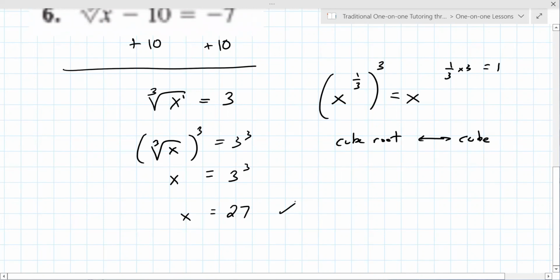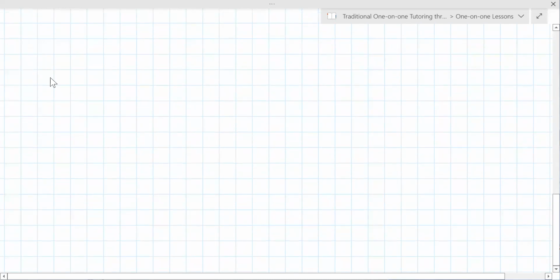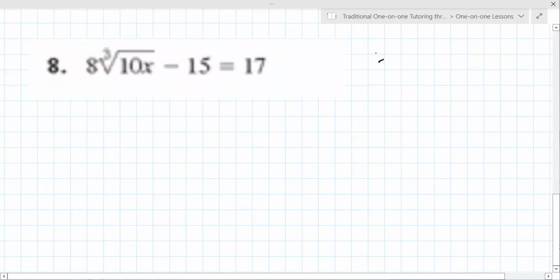Any questions on that? No. Okay, let's look at another one here. Number 8. We should do another square root here in a moment, but for this one, the goal is again to isolate the root.